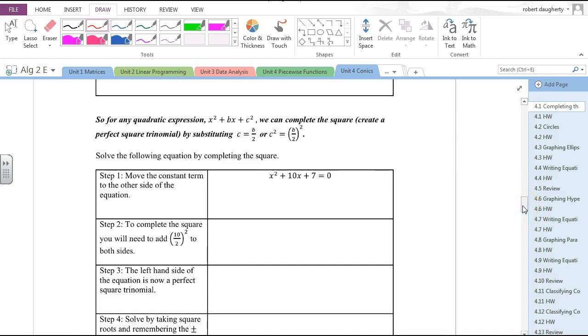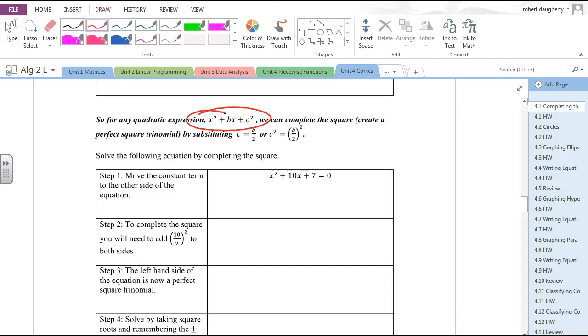So here's what you need to know. When you've got x squared plus bx plus c, and you want to complete the square or make this a perfect square trinomial, then what you have to figure out is what is half of this number b. And then you have to square that. So when you take half of this number and you square it, that's the number you have to add to make this a perfect square.